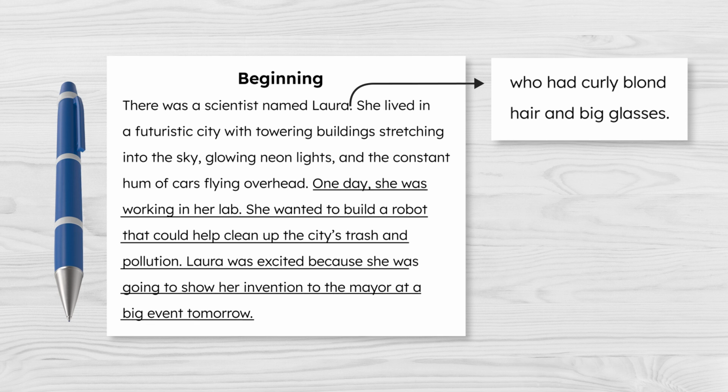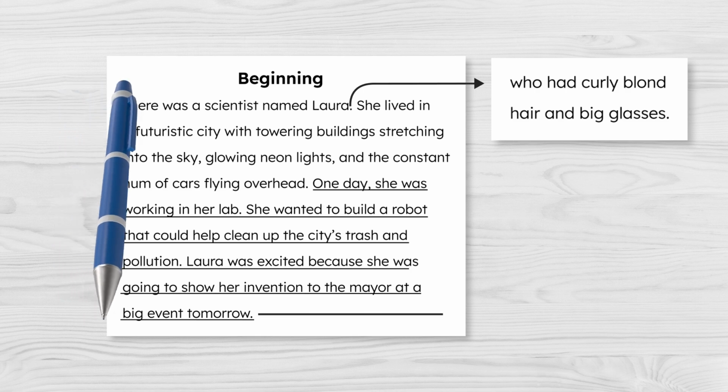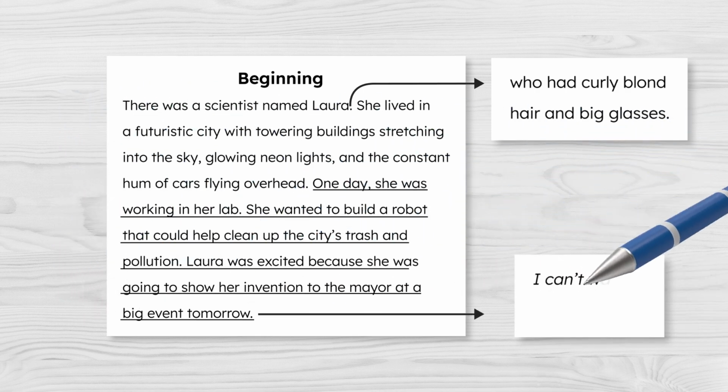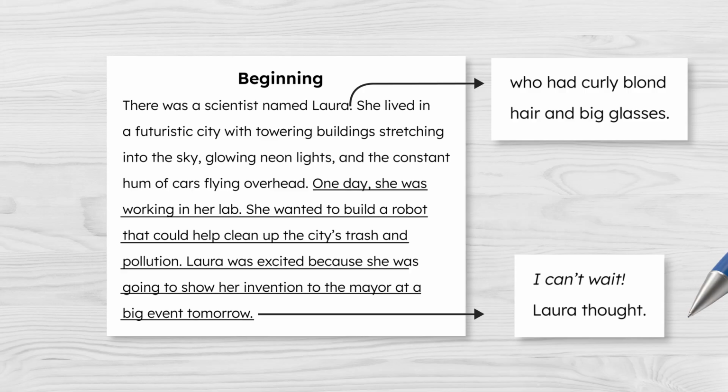We already wrote that Laura felt excited here, which is part of her inner world. So to help show just how excited she is, we could add something about what she's thinking, like, I can't wait, Laura thought. We've done a great job revising the beginning. That's where we usually include the most detail about the main character because it's where we first introduce them. But to make sure the whole story is interesting and makes sense, we should also revise the middle and end.